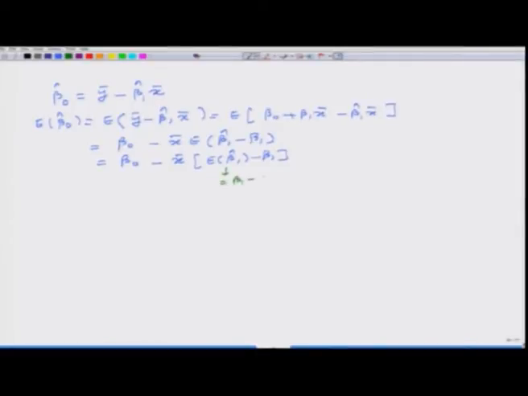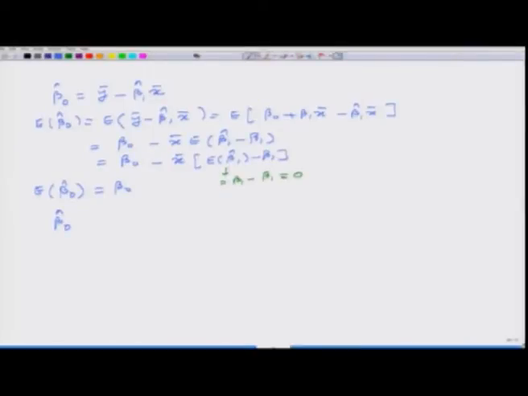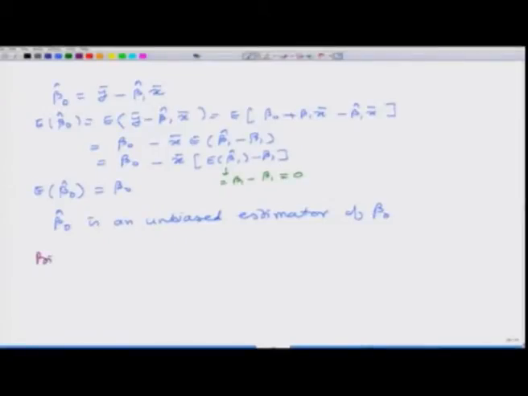So, this becomes beta 1 minus beta 1, which is equal to 0, and so I can write down that the expected value of beta 0 hat is beta 0. So, this beta 0 hat is also an unbiased estimator of beta 0.